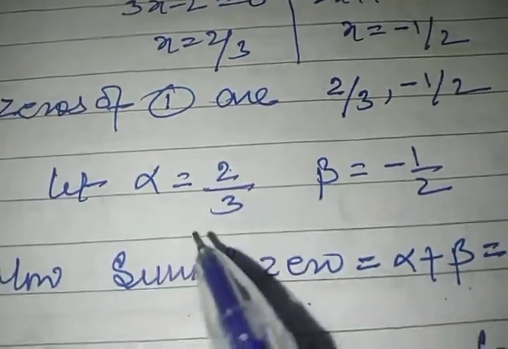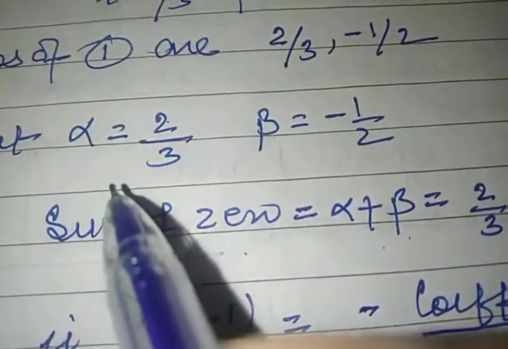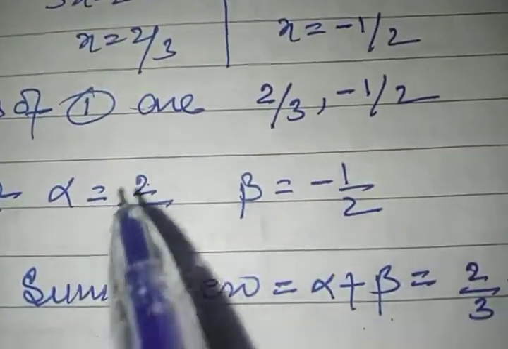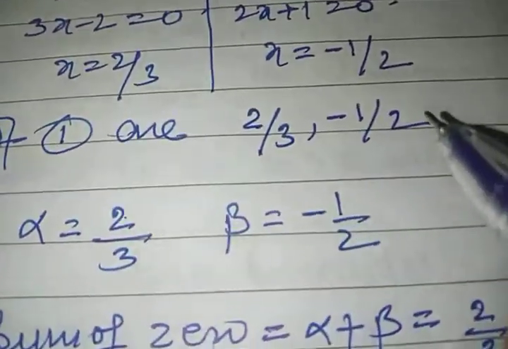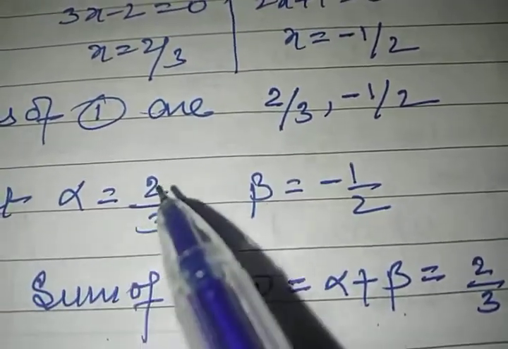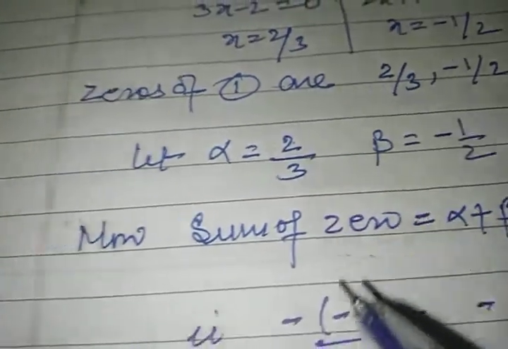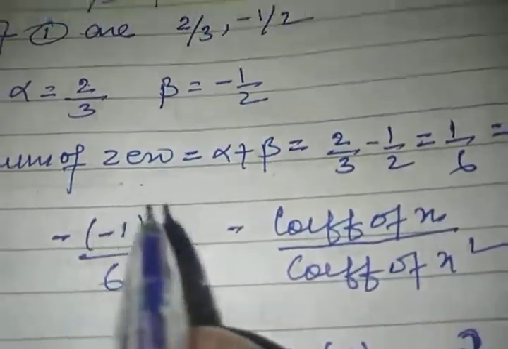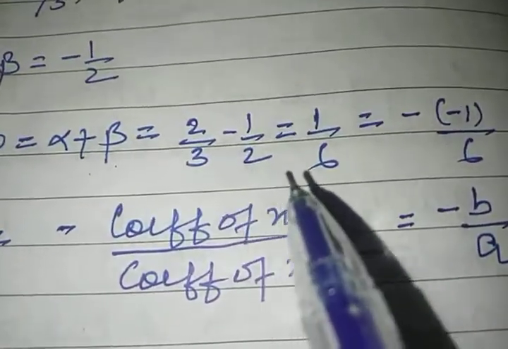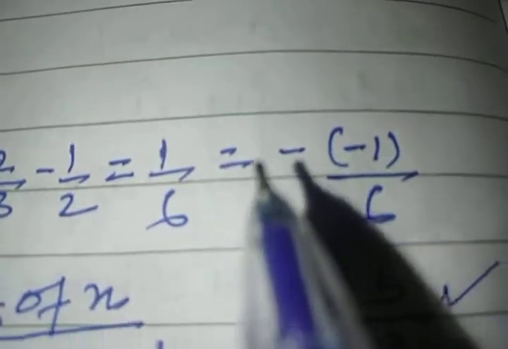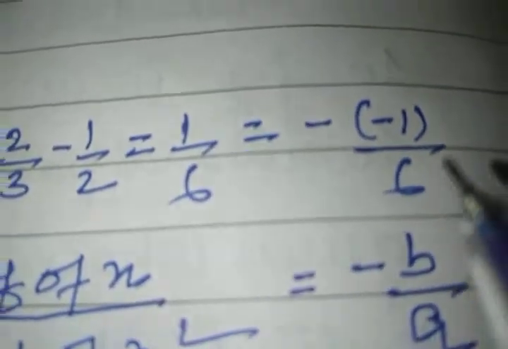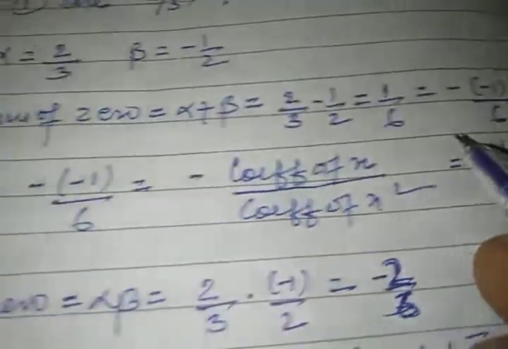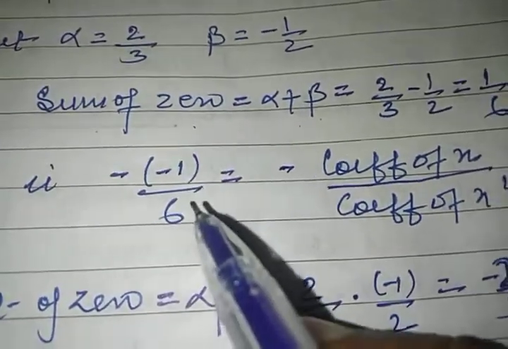Now we denote the zeros by alpha and beta. Let alpha = 2/3; you can also take −1/2, no problem. Alpha = 2/3, beta = −1/2. Now see the sum of zeros, alpha plus beta. This is 2/3 − 1/2, which is 1/6. We can write here −1/6. So just see, −1/6.